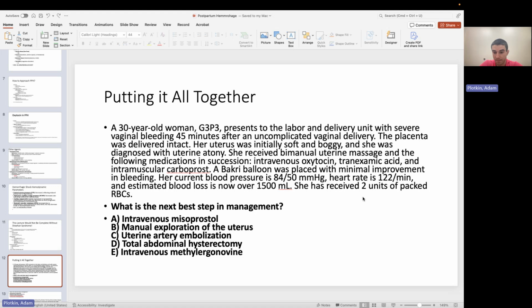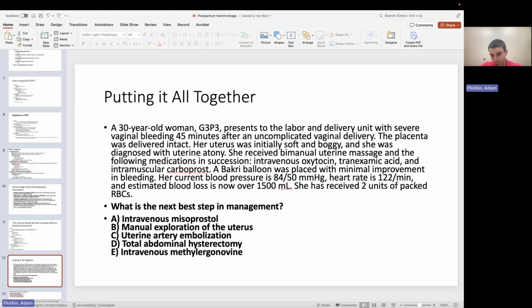So let's put it all together. We have a 30-year-old G3P3. She presents to the L&D unit with severe vaginal bleeding 45 minutes after uncomplicated vaginal delivery. The placenta was delivered intact. Her uterus was initially soft and boggy, and she was diagnosed with uterine atony.